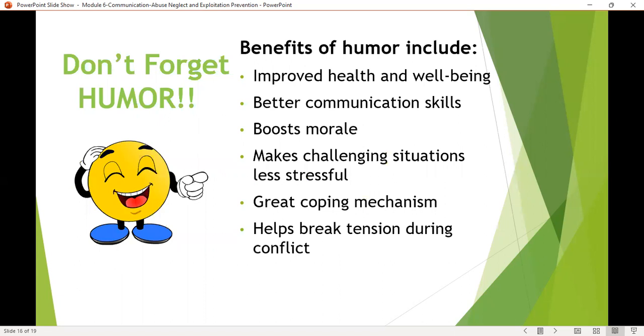Humor can be used very effectively as a coping mechanism for challenging moments or conversations. When used appropriately, humor can de-escalate stressful situations and, during conflict, help break tension. Humor and laughter increase energy by reducing stress.